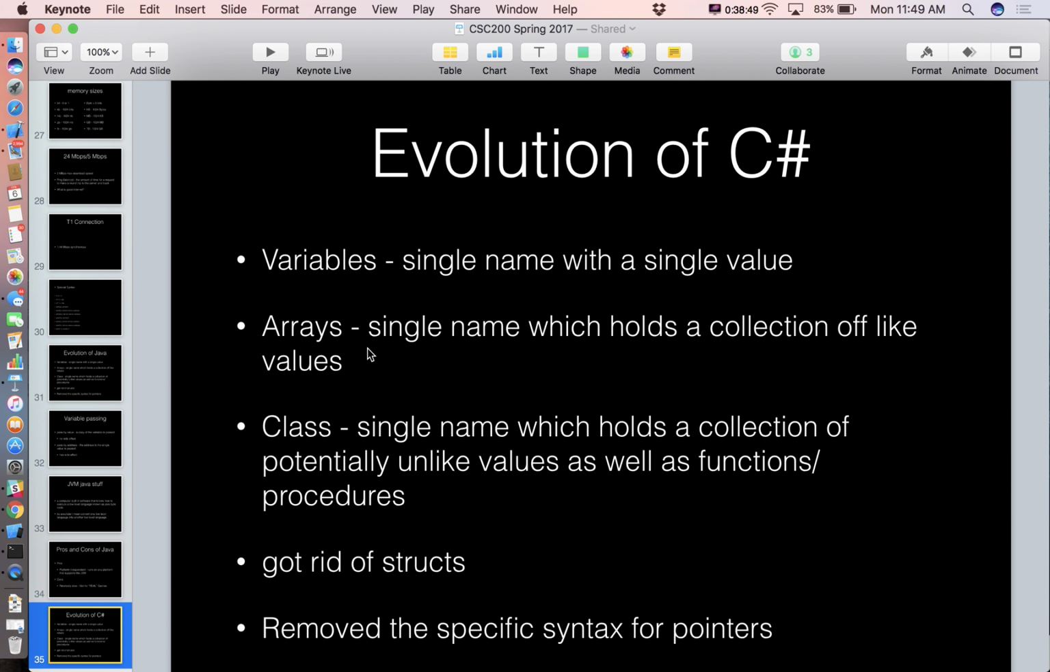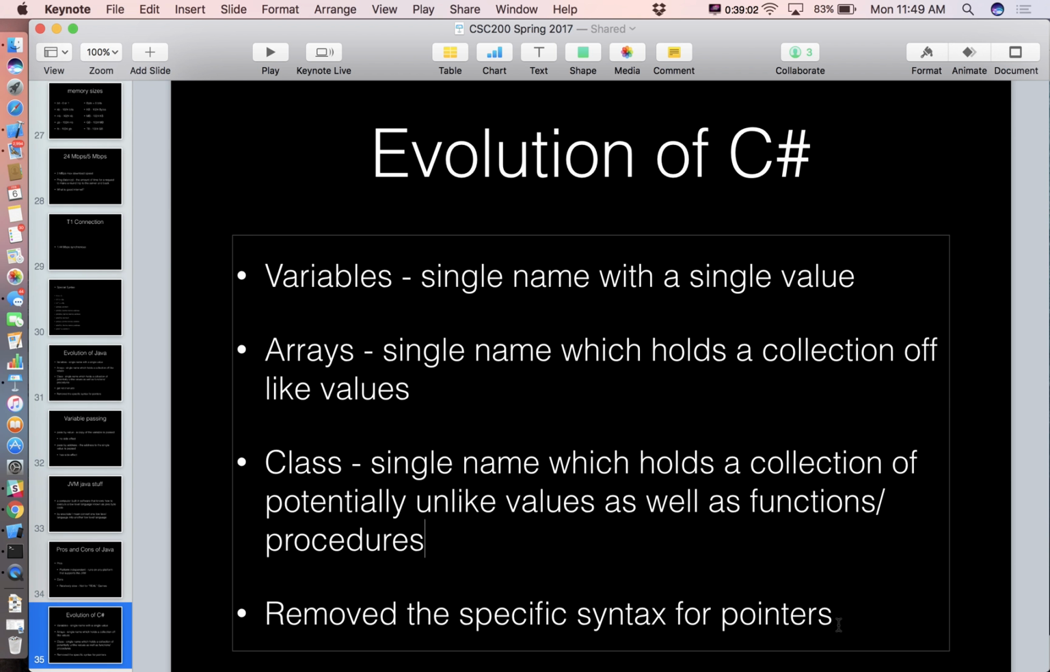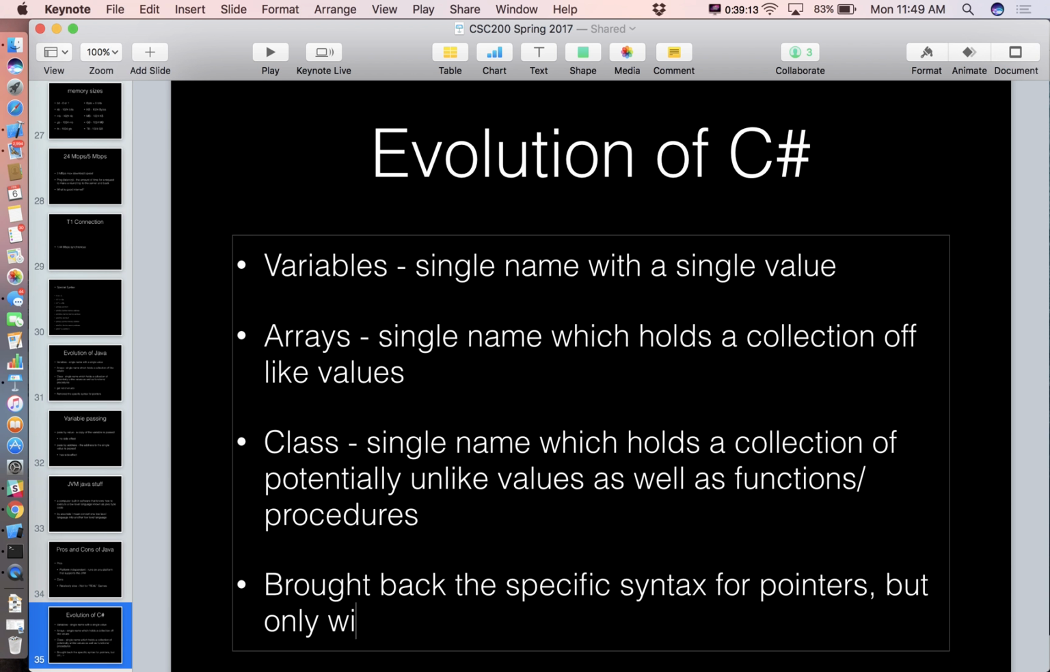we kept variables, we kept arrays, we kept classes. They technically sort of kind of brought structs back, but I'm not going to give them credit for it yet, so we'll just leave that off. But they brought back the specific syntax for pointers, but only within an unsafe code block.